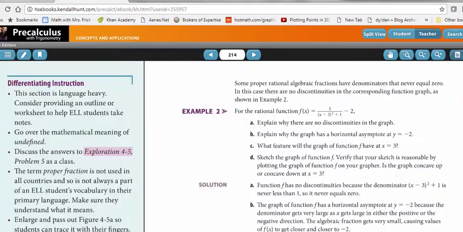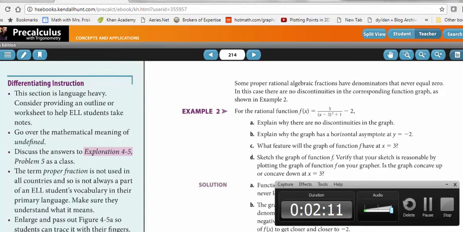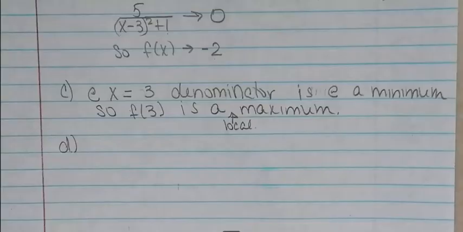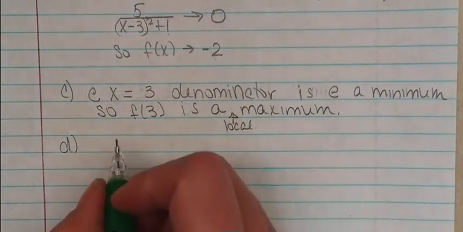Moving on to D, the question is, sketch the graph of function f, and then verify that your sketch is reasonable by plotting the graph of the function on your grapher. Is the graph concave up or concave down at x equals 3? So we're going to sketch the graph.